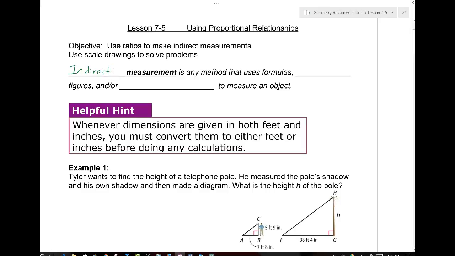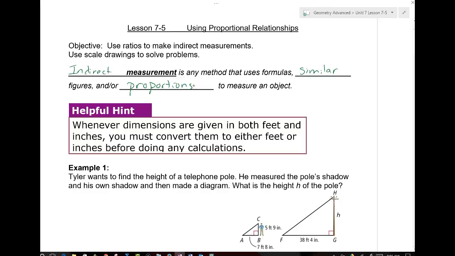So what is indirect measurement? Well, indirect measurement is any method that uses formulas, similar figures and or proportions. Oh, go figure. We're using proportions of all things to measure an object.